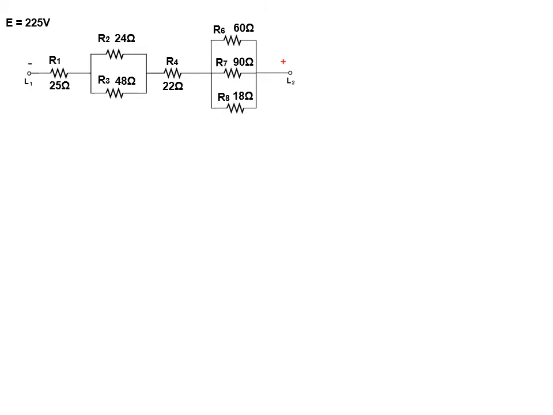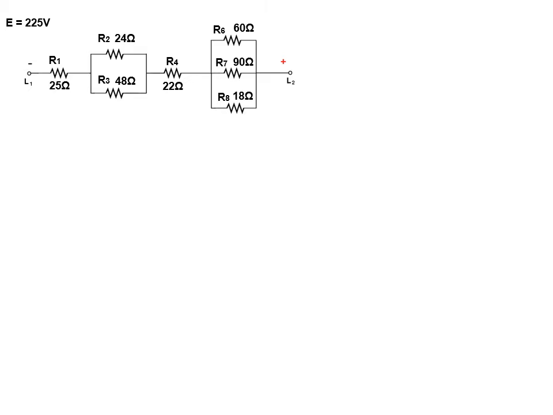Then all the current, after it goes through R4, is going to break up 3 ways. Some of it's going to go through R6, some of it's going to go through R7, and some of it's going to go through R8. And then it's all going to come back together again and leave through line 2. So you have 2 places you could start here.